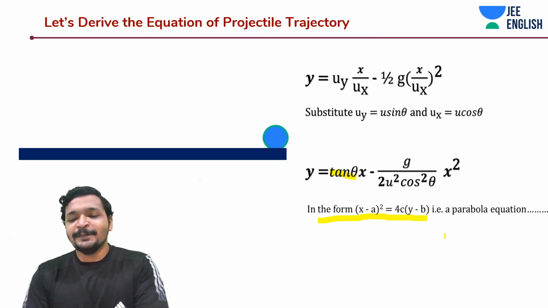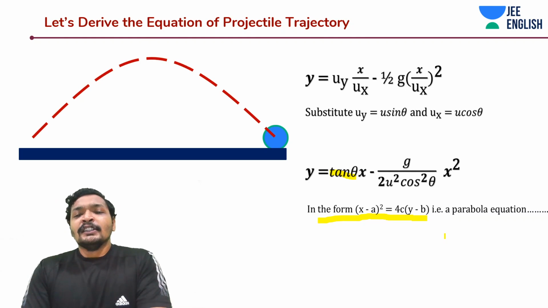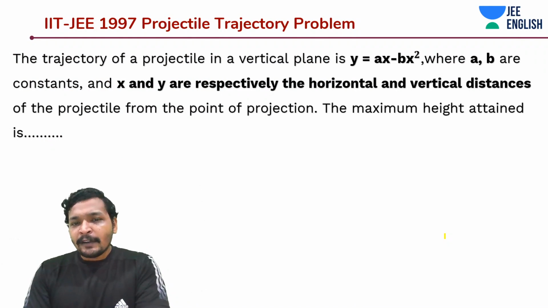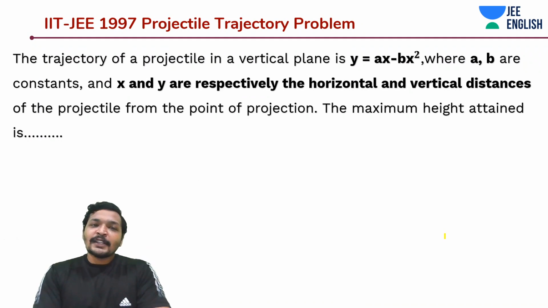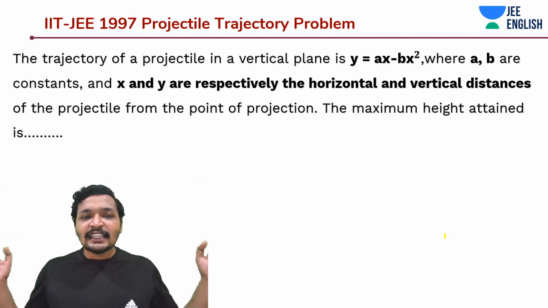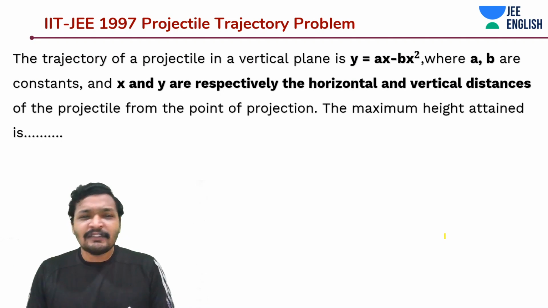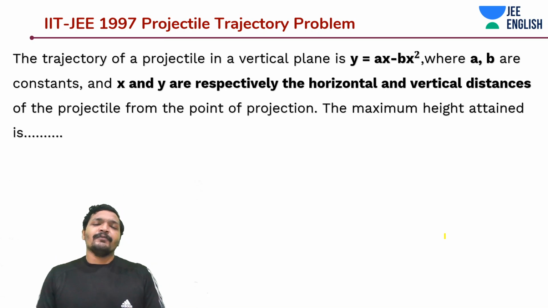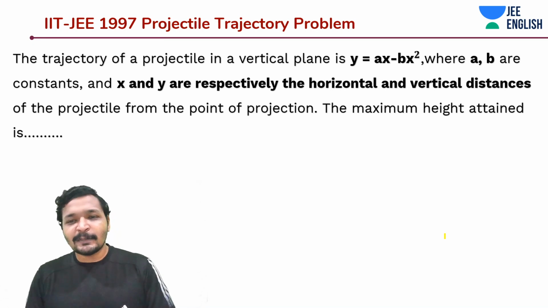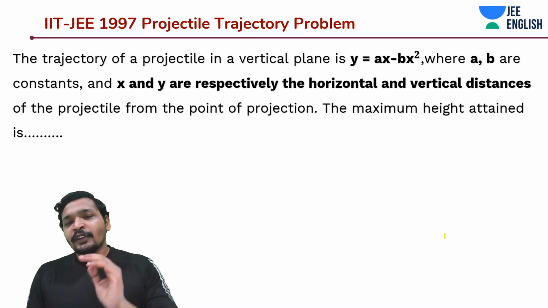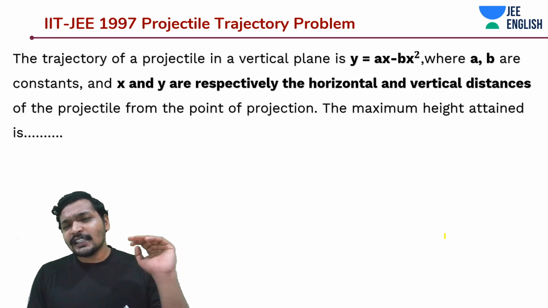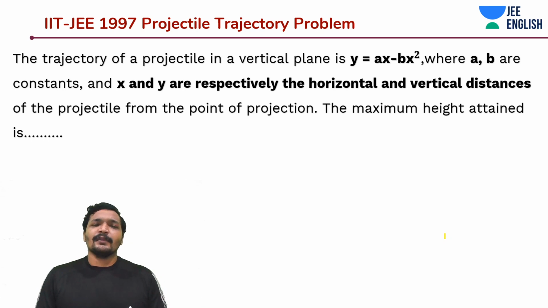Physics is simple. Alright. So we derived this projectile motion equation, but we will work around a problem on projectile trajectory again, an IIT JEE 1997 projectile trajectory problem. Very, very simple problem. There are a couple of ways of doing it. I will take you through the easiest way to solve this problem.